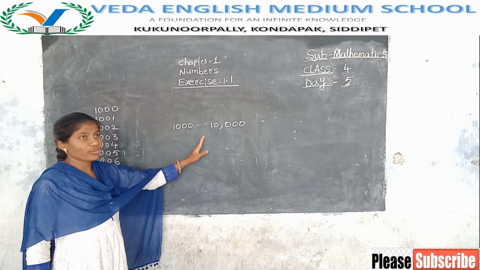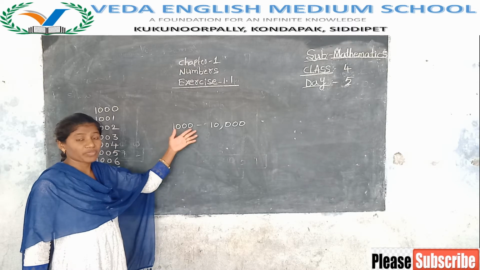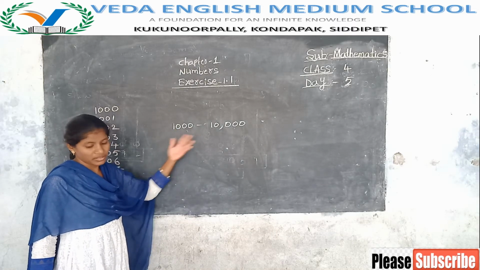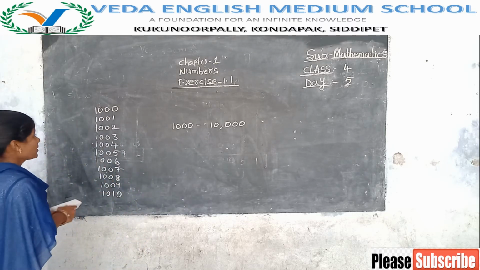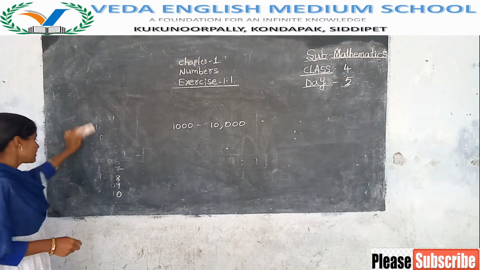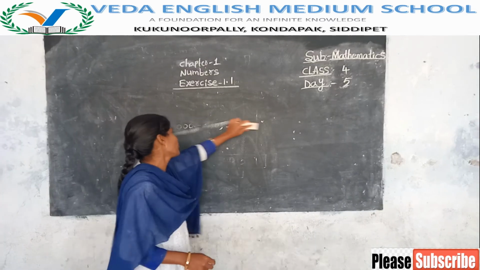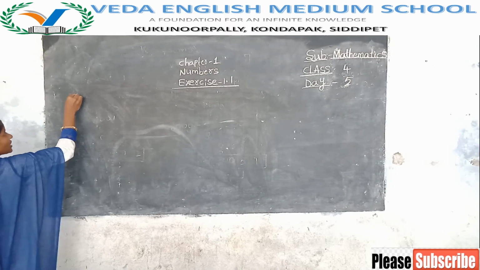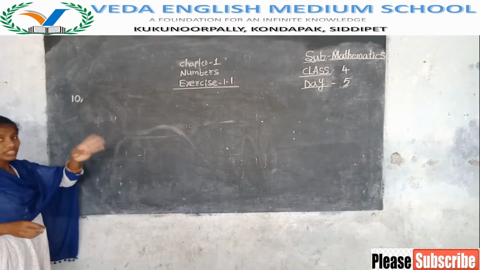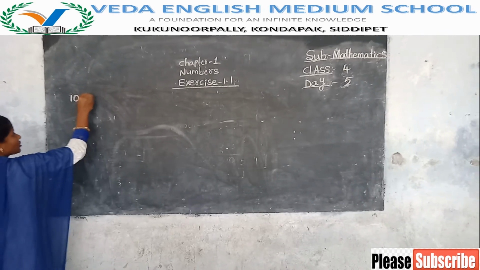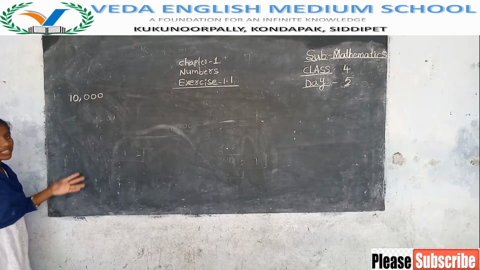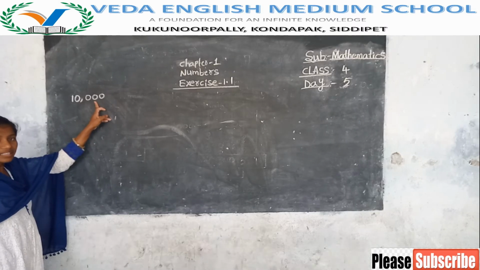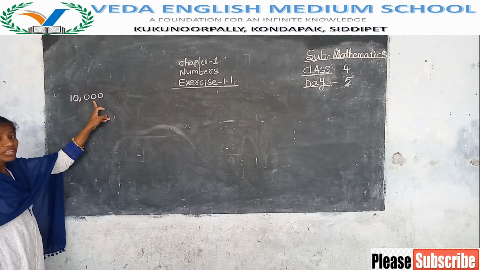Then in class 4 we will learn how to write the numbers from 10,000 to 1 lakh. So today we will learn the numbers from 10,000 onwards. It is your homework. Tomorrow you have to show this homework to me from 10,000 onwards. 10,000 can be written as 10,000. For 1,000 we have 3 zeros. So after 10 we have to write 3 zeros. It is 10,000. 10,000 is the smallest 5-digit number.